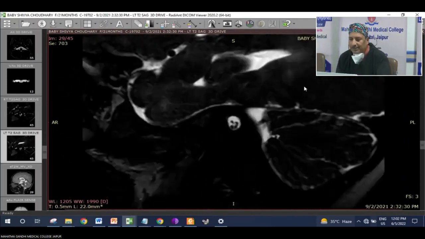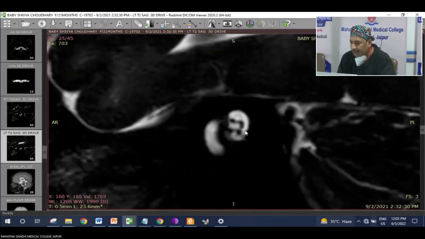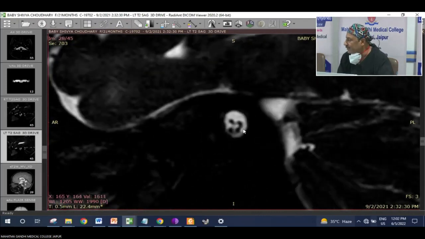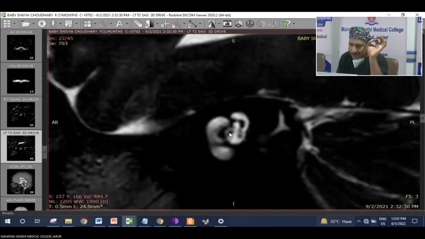Yes, this is a much better picture of the sagittal. Can you see the four dots? Four dots of the four nerves. This is the orientation of nerves in the intra-auditory meatus. Now, which is the cochlear nerve, which is the vestibular nerve?